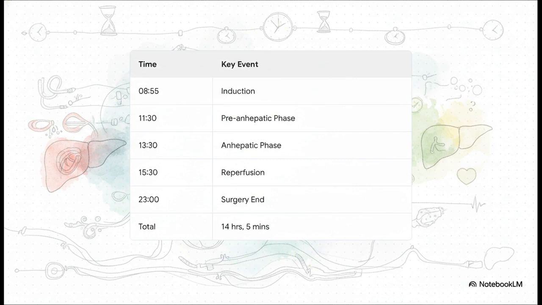This is the period of the greatest physiologic instability, with no hepatic clearance of metabolic waste and complete IVC occlusion during the reconstruction. Then, at 3:30 p.m., came the moment of truth, reperfusion, which is always fraught with risk for hemodynamic collapse. The surgery finally concluded at 11 o'clock at night.